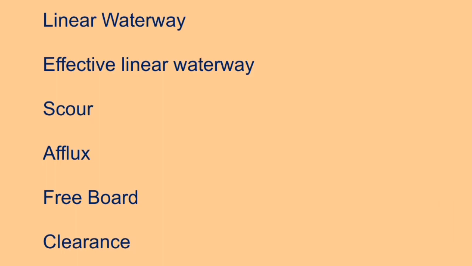What is scour? The vertical cutting of the river bed is called scouring. Afflux, the heading up of water above its normal level while passing under the bridge is called afflux. And what is a freeboard? The difference between the highest flood level after allowing the afflux and the lowest point on the underside of the bridge superstructure is called freeboard.